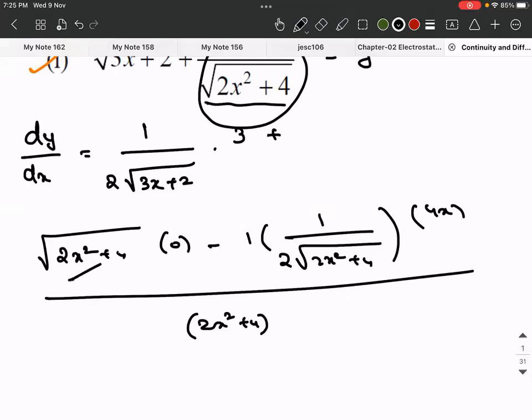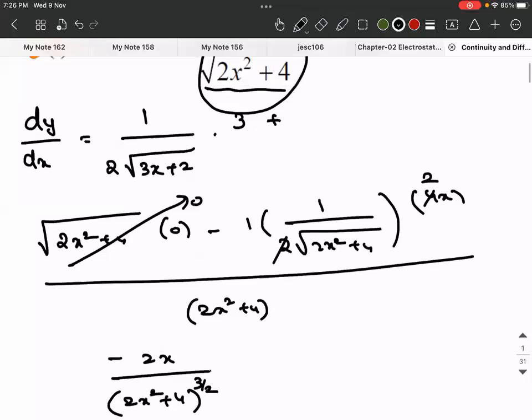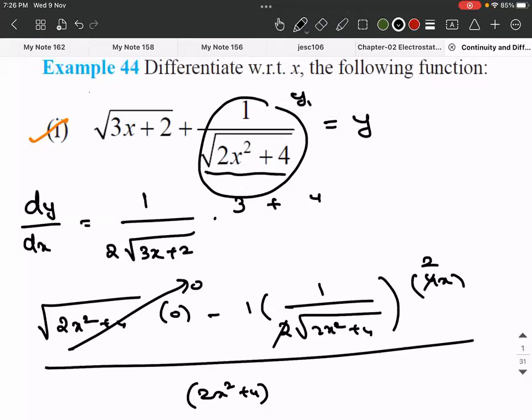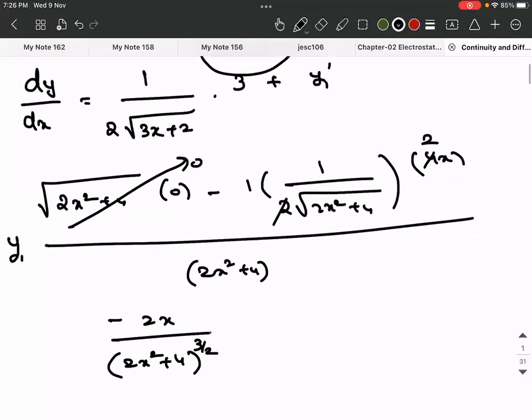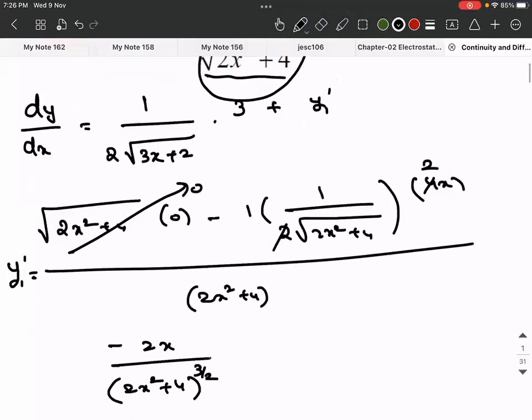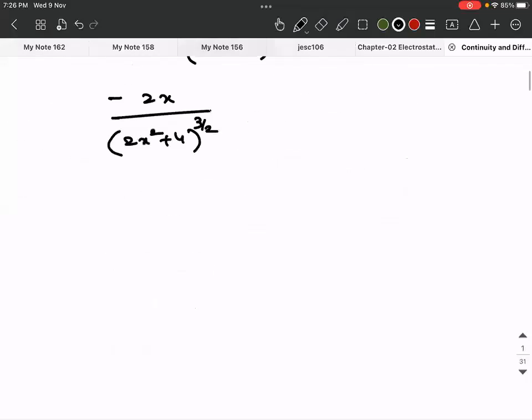Is this what you did? So this 2 is going to disappear and this will get cancelled twice. So what will be the answer? Minus 2x divided by 2x square plus 4, the whole power 3 by 2. Is this right? I'll call this y1 and here it is going to be y1 dash, where this y1 dash is this value. Is there anyone having doubt in this? Yes, sir, sorry, it's minus 2x only, sir, not 6. So here you will have 3 by 2.